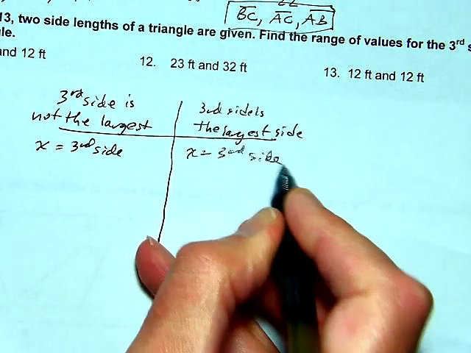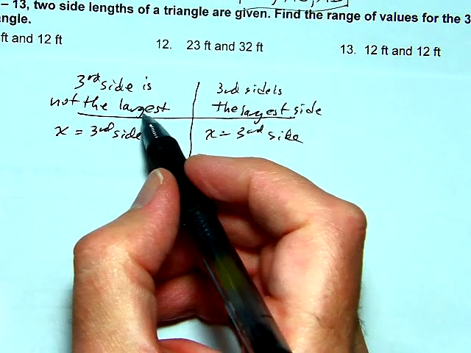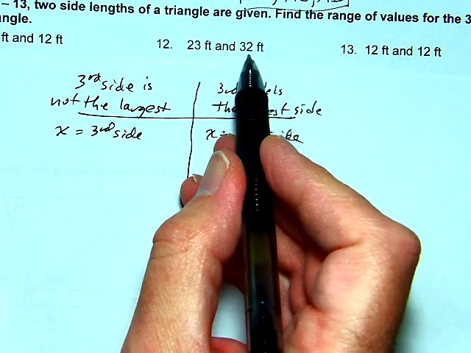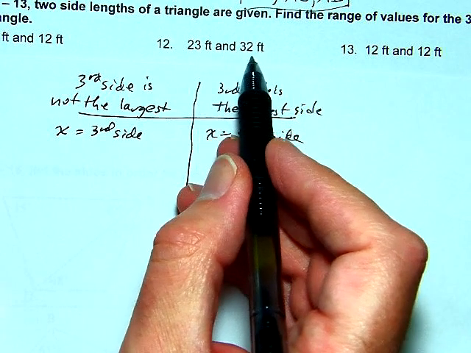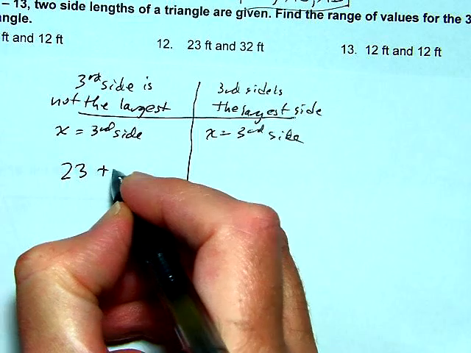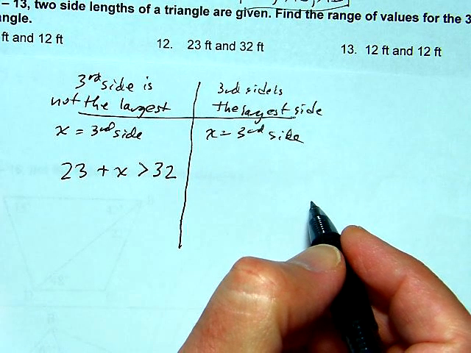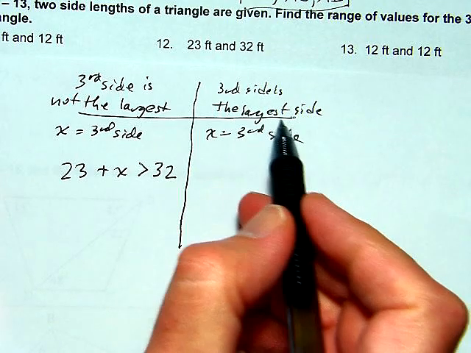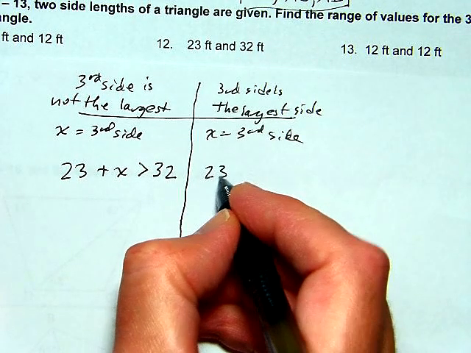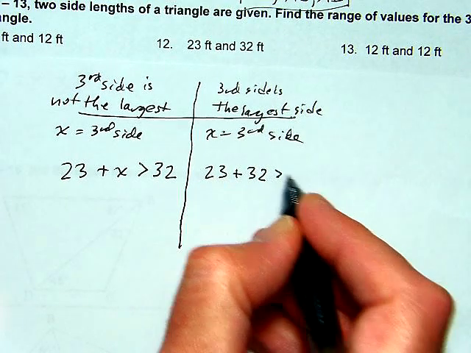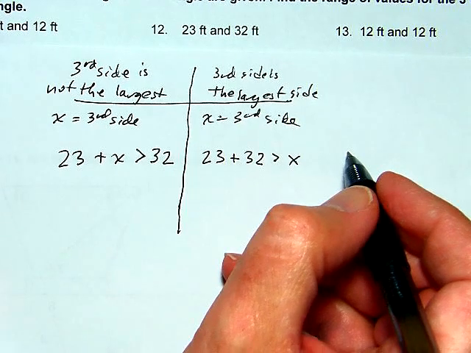And let's come up with our inequalities. Well, if the third side is not the largest side, then 32 is going to be the largest, right? Because that's the larger one of these two. So that means the 23 plus the other shortest side has got to be greater than 32 by the triangle inequality. Now, if the third side is the largest side, then these two sides are smaller, and so then our triangle inequality is that 23 plus 32 has got to be greater than x. Okay, so these are the two inequalities that have to be true at the same time.